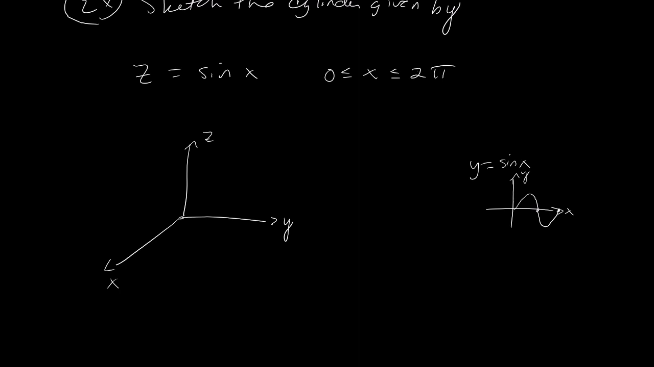It's going to do exactly the same thing in the xz plane. We're going to begin at 0, come up to 1, and hit here, which would be at pi. Then it's going to dip down below and come back up and hit at 2 pi. There it is, the trace in the xz plane. Then it's a cylinder, so it's going to be extended parallel to the y-axis. I'm going to draw some horizontal lines parallel to the y-axis through the special points.